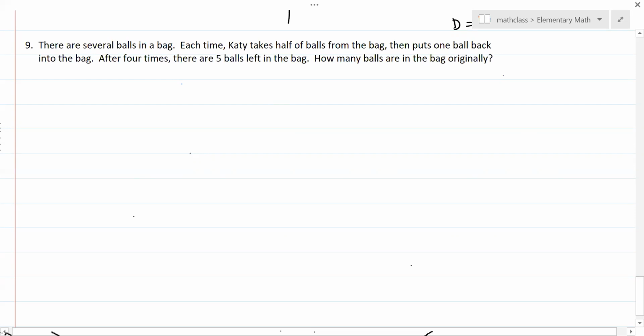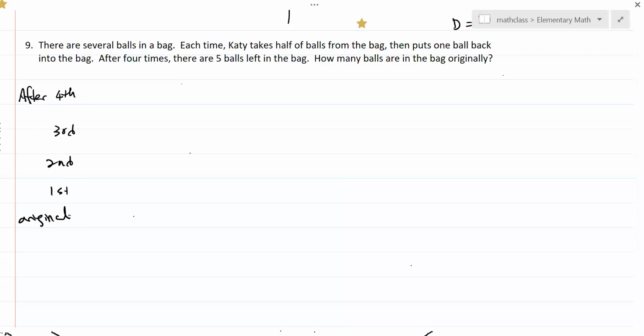This can be... let's see. We can draw the picture like that. Go backward. This is an inverse problem after the 4th time, right? The 3rd time, 2nd, 1st, original. Let's draw it. Let's write down this picture, okay? So after the 4th time, she does this, right?